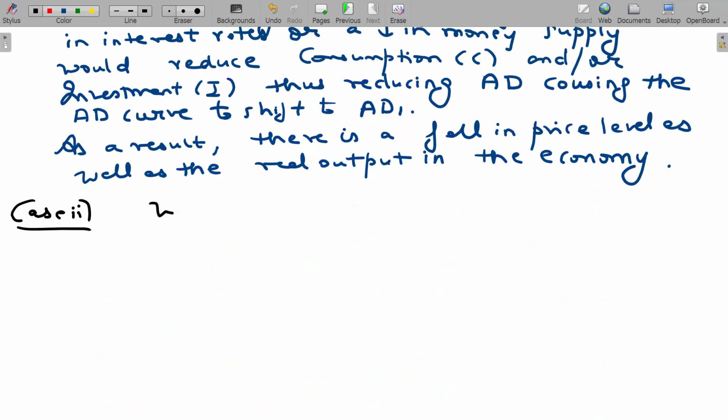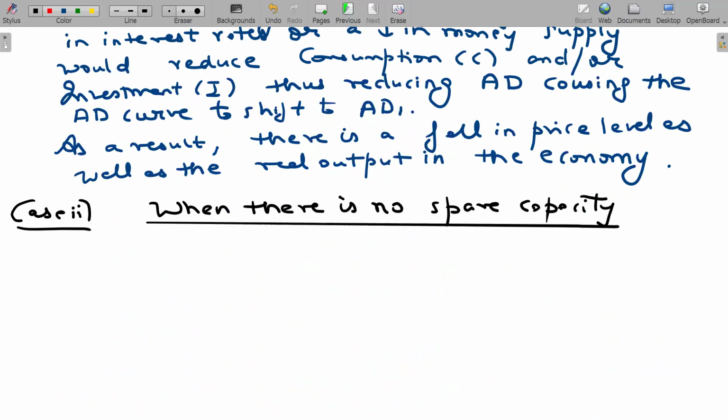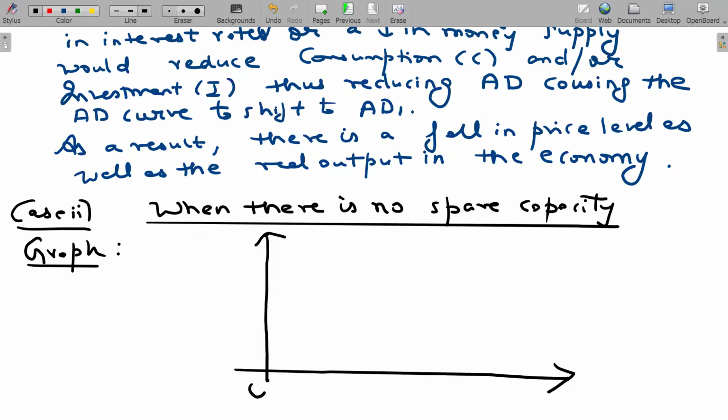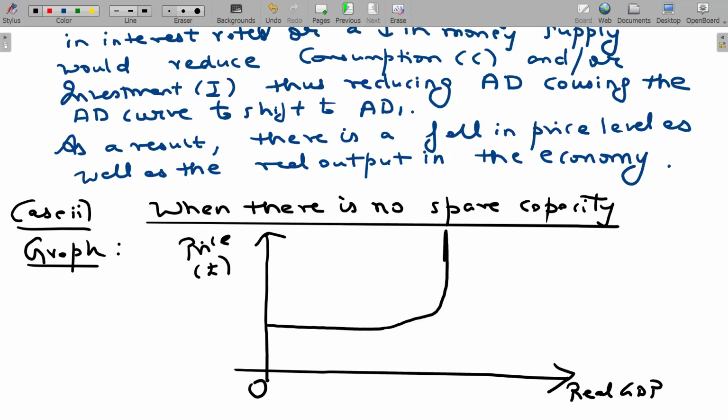I can write when there is no spare capacity. That means when all the resources are fully utilized, when you are on the vertical portion of the LRAS curve. Remember, spare capacity is all to do with at what position you are on the long run aggregate supply. If you are on the horizontal portion of the LRAS, that means there is spare capacity. If you are on the vertical portion, it means there is no spare capacity. So when I say that there is no spare capacity, it means we are on the vertical portion of the long run aggregate supply. So this is how our long run aggregate supply curve looks like.